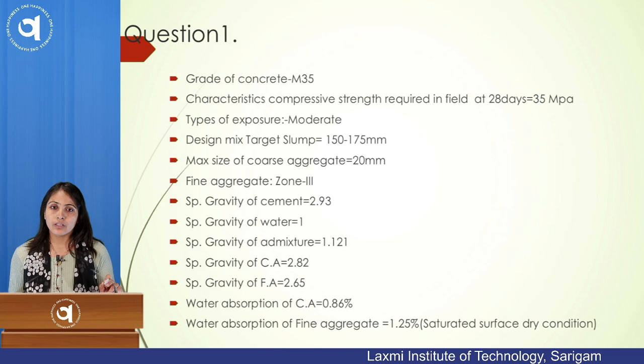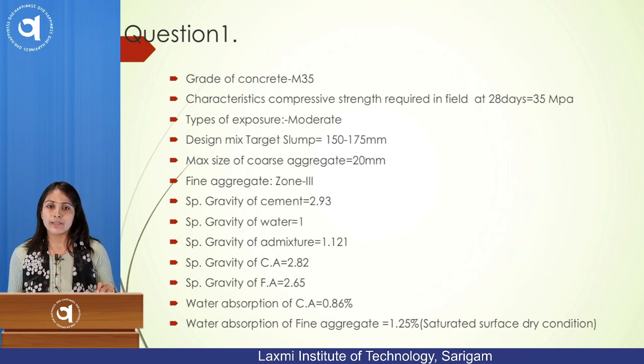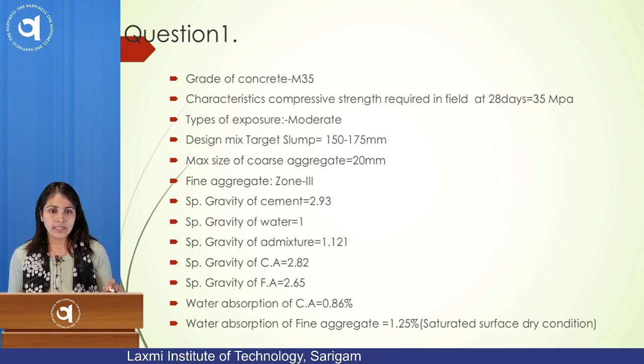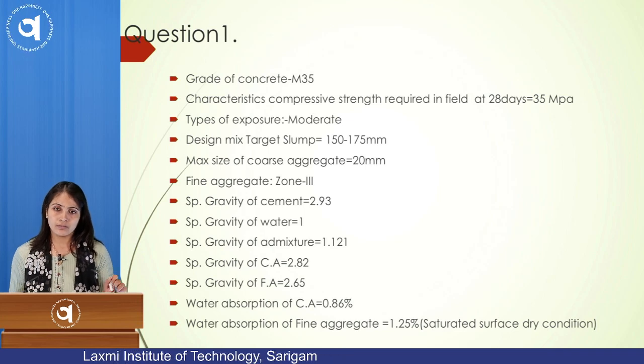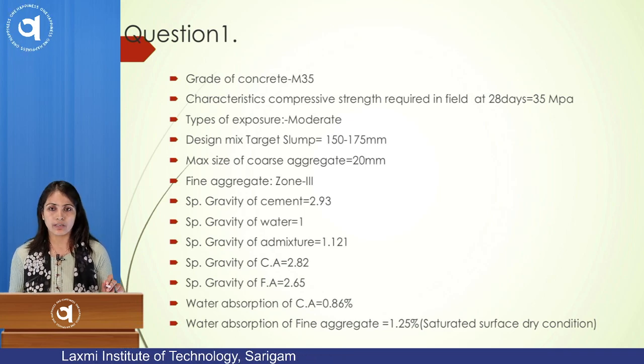Fine aggregate belongs to zone 3. Specific gravity of cement 2.93, this you all know. Specific gravity of water 1, specific gravity of admixture 1.121, specific gravity of coarse aggregate 2.82, specific gravity of fine aggregate 2.65. Water absorption of coarse aggregate is 0.86% and water absorption of fine aggregate is 1.25%, and this is under saturated surface dry condition.